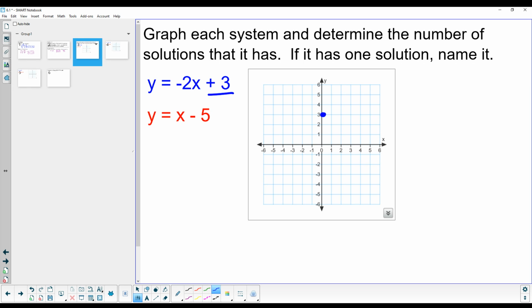Okay, so starting at 3 for this one. Now, the slope is your number in front of x. If it's just negative 2, that's like having negative 2 over 1. So from my y-intercept, I'm going to go down 2 and to the right 1.